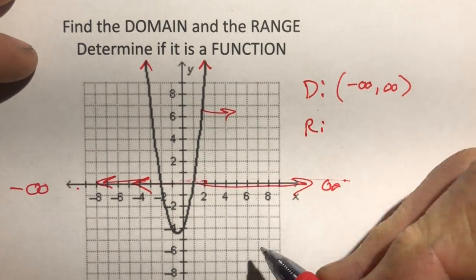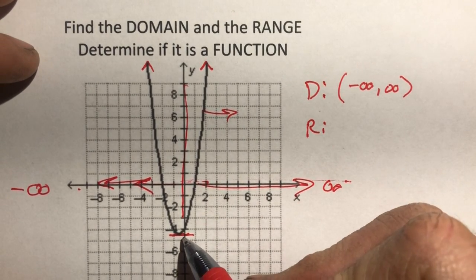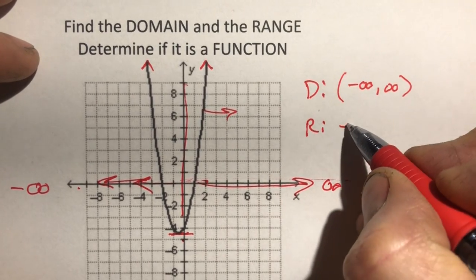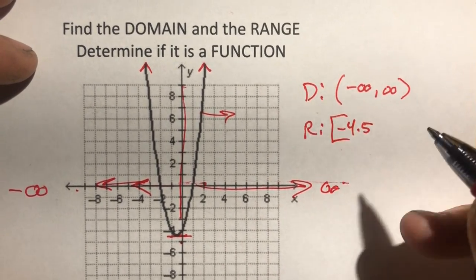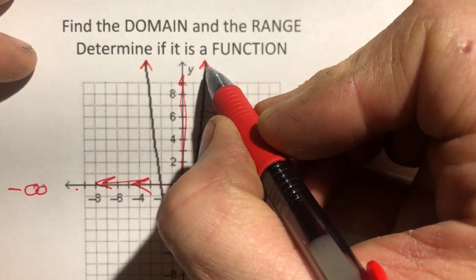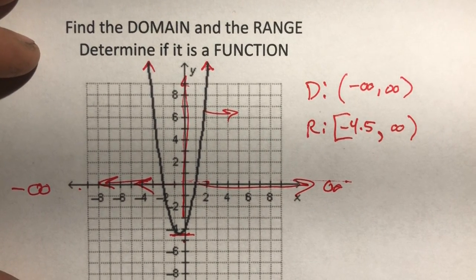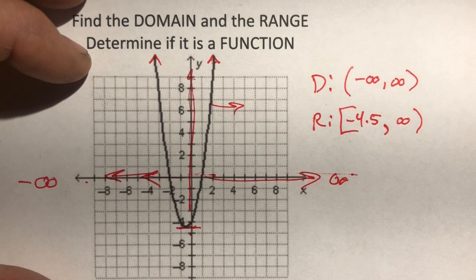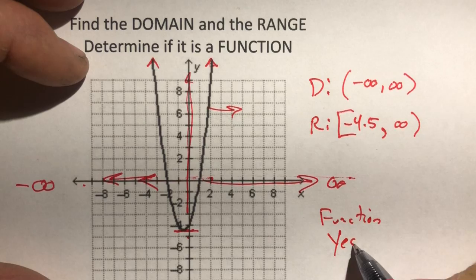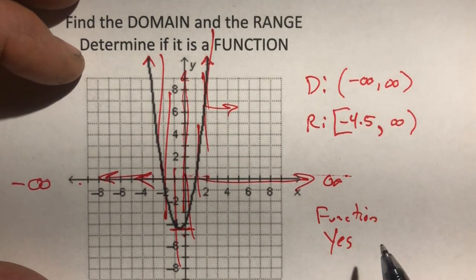Now my range, going up and down. The furthest down it goes is right here. We're going to have to guess on this one because here's -5. It looks like -4.5, but it is included. Now the furthest up it goes, well, see, it goes forever. So we're just going to put infinity up. And there's my domain and my range. Okay, now is this a function? Yes, because no matter where I draw a vertical line, I will only hit it one time. So it is a function.